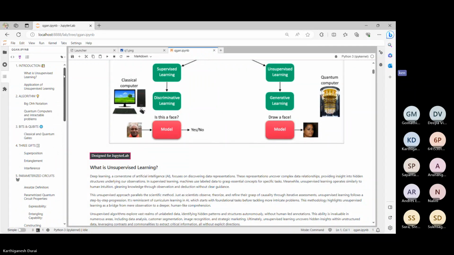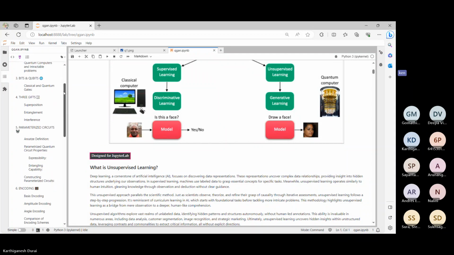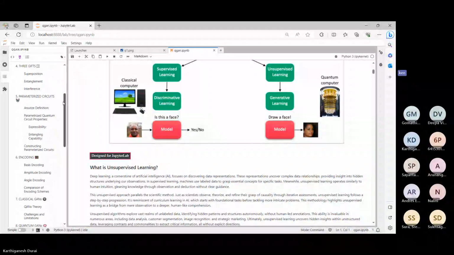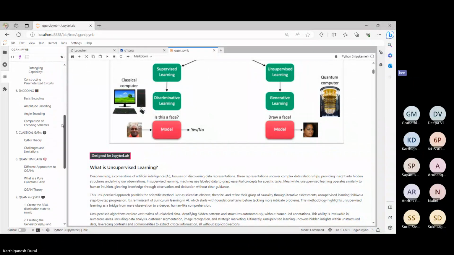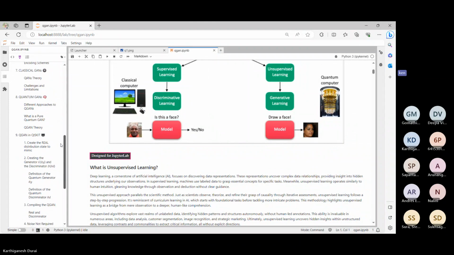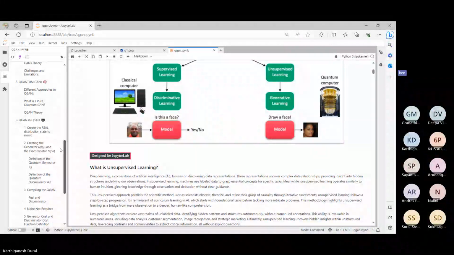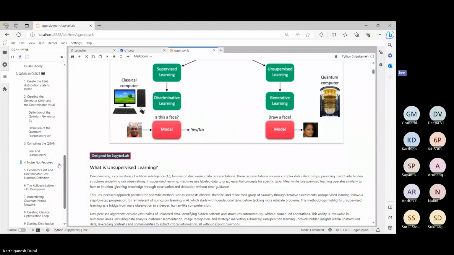Over here, this is basically our lesson plan. We'll go through the introduction, a bit on algorithms, a bit on bits and qubits, 3 GIFs, parameterized circuits, encoding, classical GANs, quantum GANs, and we'll run an example in Qiskit. So this is our table of contents on the side here. And again, this is why I like JupyterLab so far. It's very good for a presentation suite, very interactive in that sense. And this is why I designed this notebook for JupyterLab specifically.